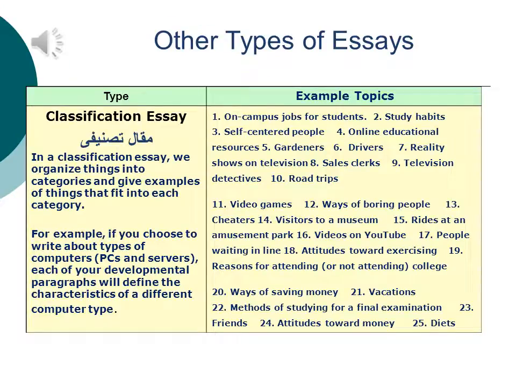In a classification essay, we organize things into categories and give examples of things that fit into each category. For example, if you choose to write about types of computers, like PCs and laptops, each of your paragraphs will define the characteristics of a different computer type. On the right, there are some topic examples, like number 1, on-campus jobs for students.